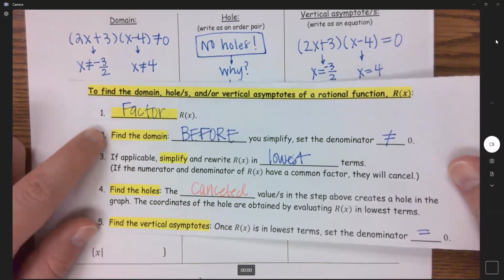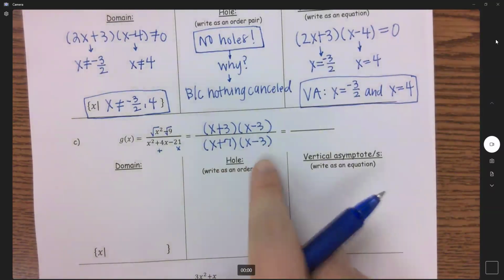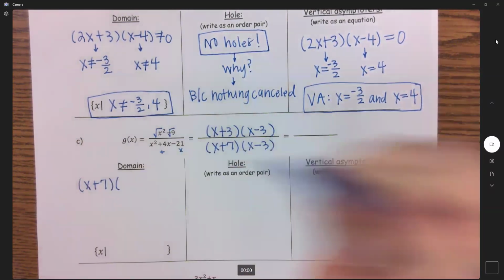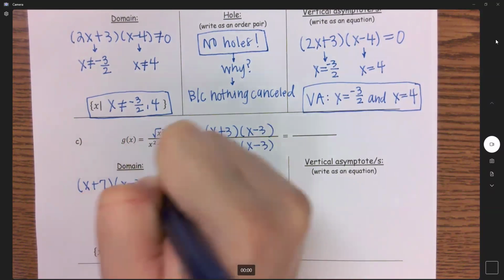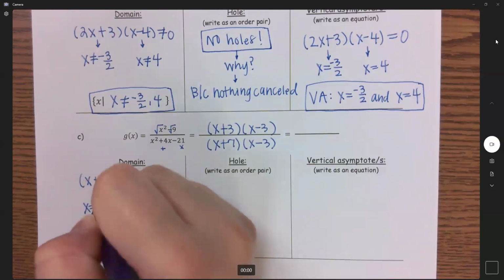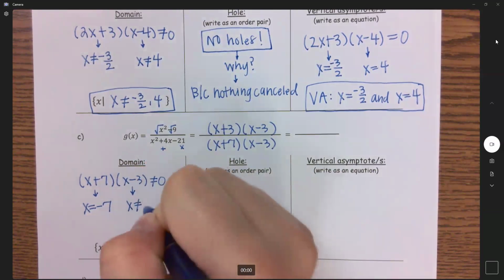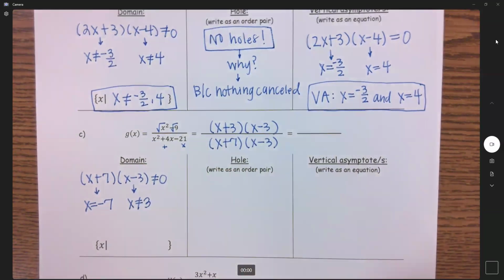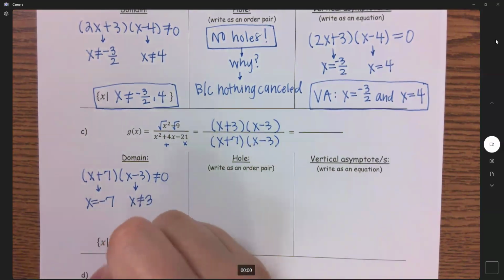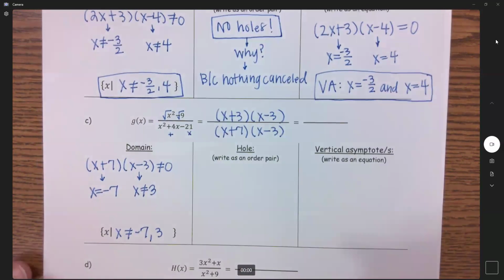Once we have factored, now we need to find the domain. Before you simplify, set the denominator to not equal 0. So my denominator here, we have x plus 7, x minus 3 cannot equal 0. So here we get that x cannot equal -7. And here we get that x cannot equal 3. So my domain is the set of all x such that x cannot equal -7 or 3.